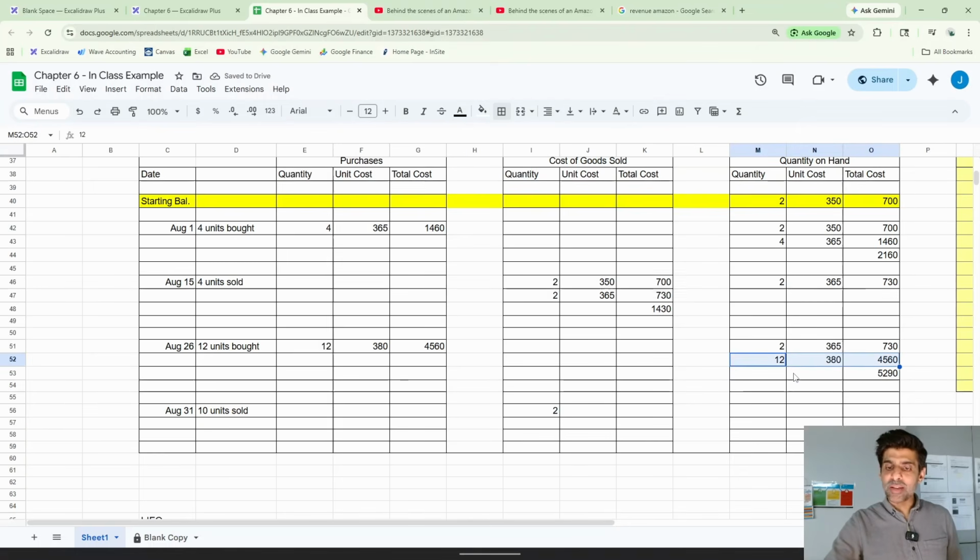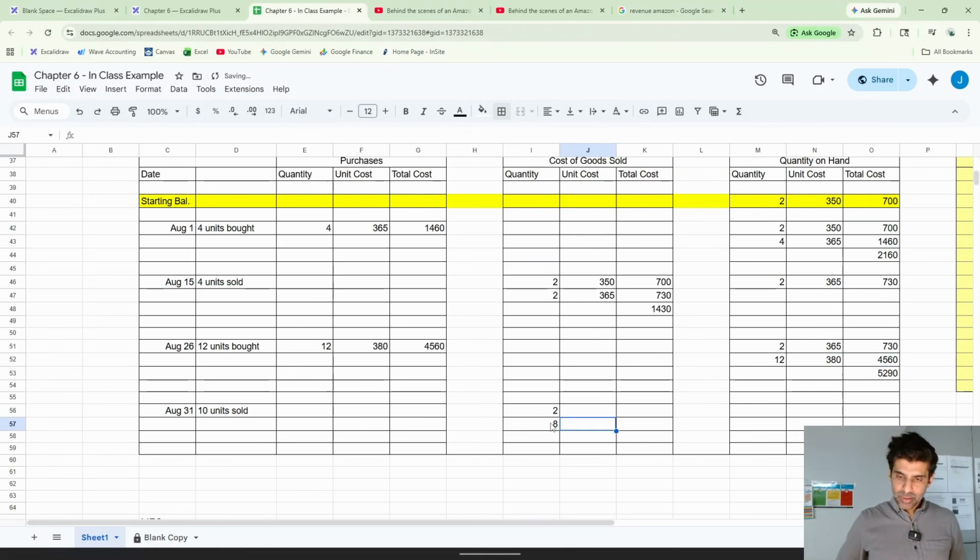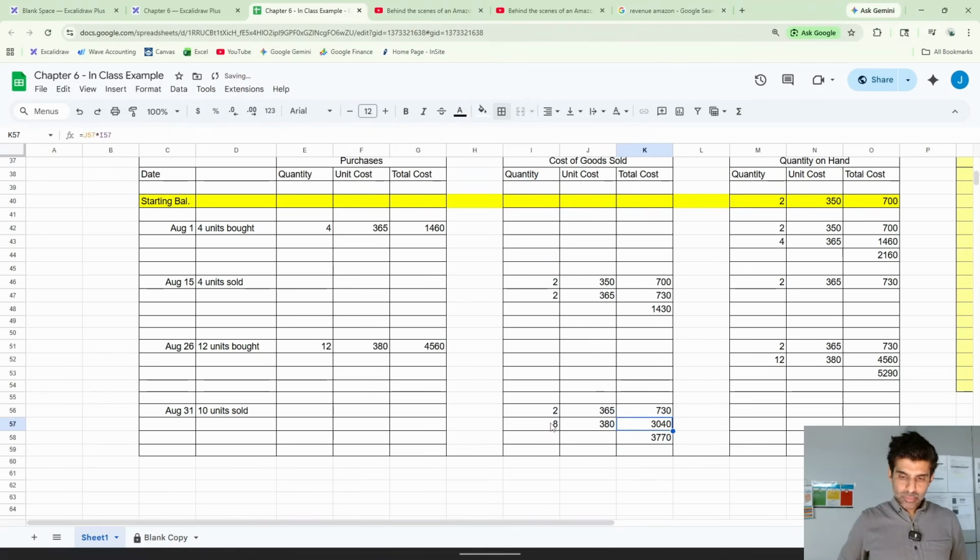How many more units do we need from here if we're selling 10 total? 8 more, exactly. So 8 units. So these are 365. These are 380. Okay, so what do we have left over? Well, we have 0 units at 365. And we have 4 units at 380.